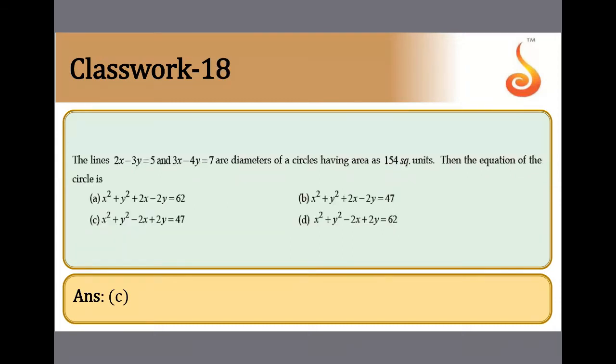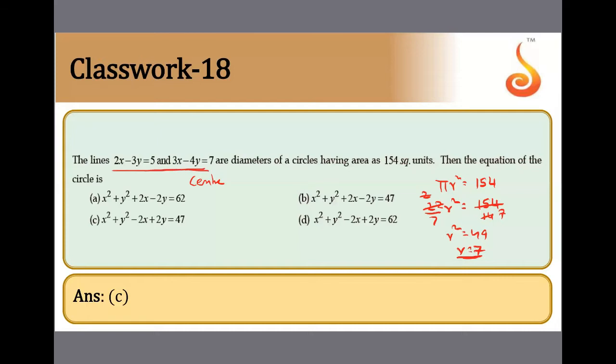18. If this line is a diameter of a circle with area 154, from this you can find the center. So pi r square is equal to 154. So 22 by 7, r square is equal to 154. 2 will cancel with 7, 11 twos are 22, 11 ones are 11. R square is equal to 49. R equal to 7. You know the radius.